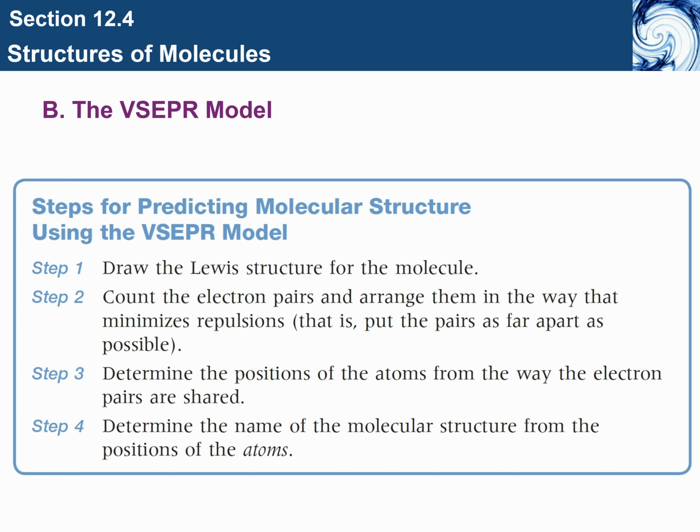So here is the best way to explain the VSEPR process. Our first step will be drawing the Lewis structure. Our next step will be counting the electron pairs and arranging them in a way that minimizes the repulsion, so we put them as far apart as possible. And then we determine the position of the atoms where the electrons are shared, and then we name the structure from the position of the atoms.